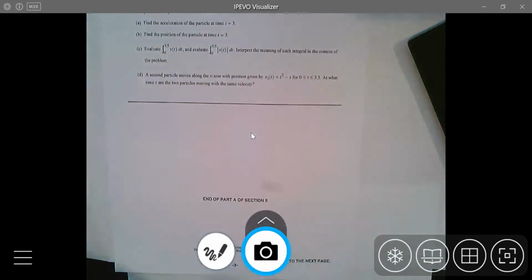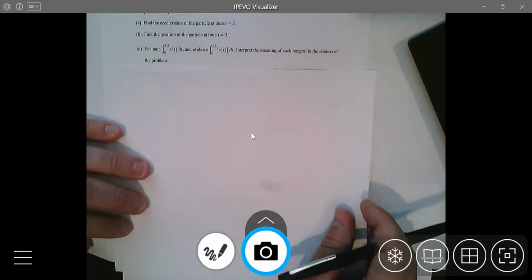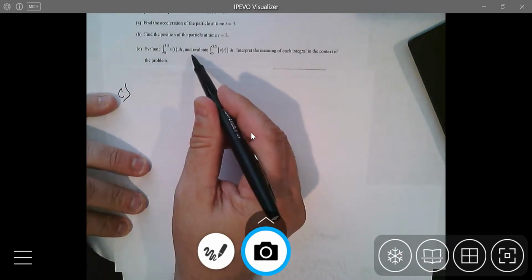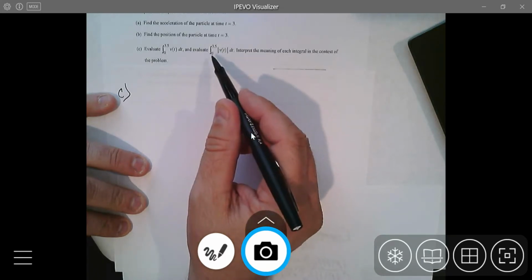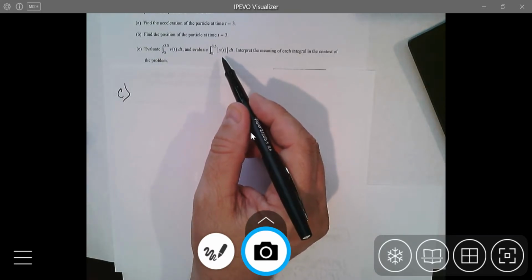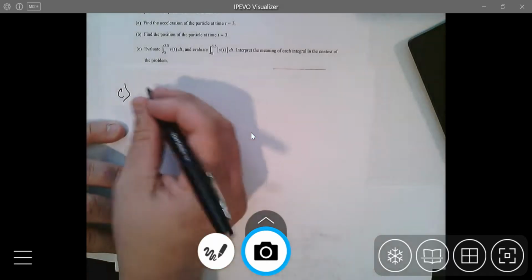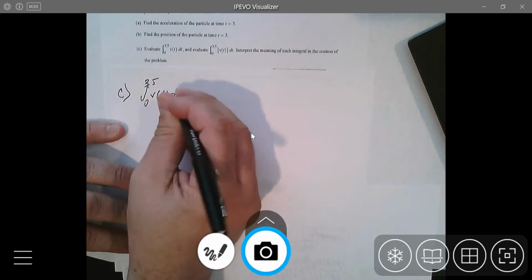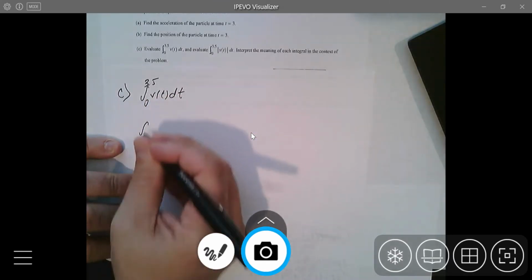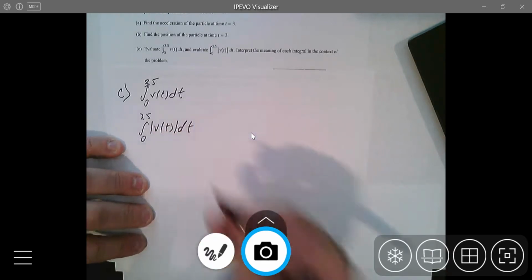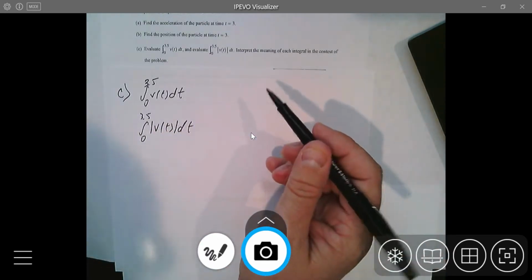In part C, we're asked to evaluate the integral from 0 to 5 of v of t dt and evaluate the integral from 0 to 3.5 of the absolute value of v of t dt and interpret the meaning of each integral in the context of the problem. Okay? So we need the integral from 0 to 3.5 of v of t dt and the integral from 0 to 3.5 of the absolute value of v of t dt.